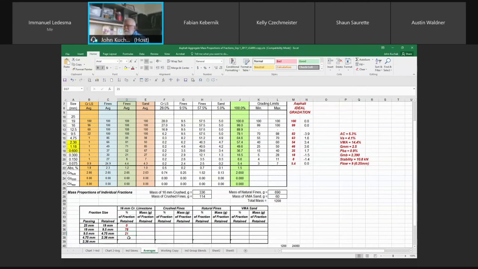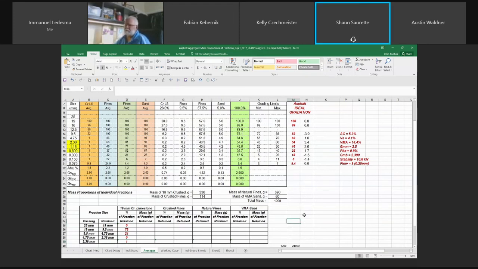What's our percent passing 4.75 but retained 2.36? 0. And percent passing 2.36? 1. Okay, now would that be 0.9 or would that be 1?